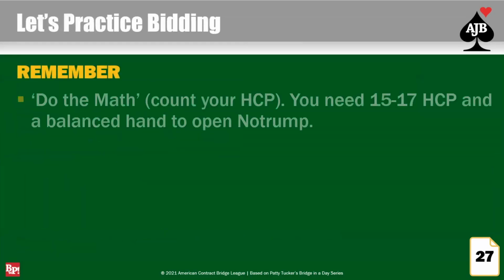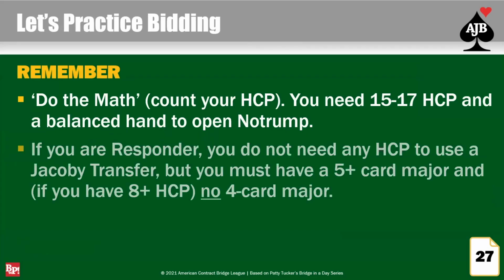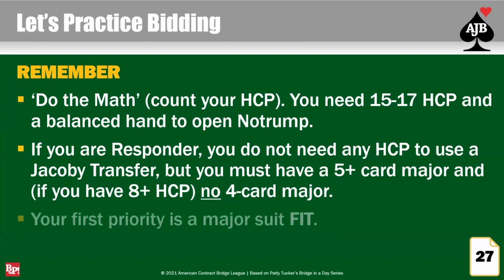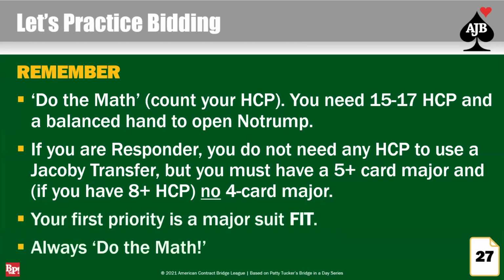All right. So you're going to do the math, count your high card points. Remember, you need 15 to 17 to open no trump. If you're a responder, you do not need any high card points to use a Jacoby transfer, but you must have a 5 card major. If you have a 5 and a 4, remember, if you have 8, what are we going to do? We're going to bid Stayman. Your first priority is a major suit fit. Always do the math.